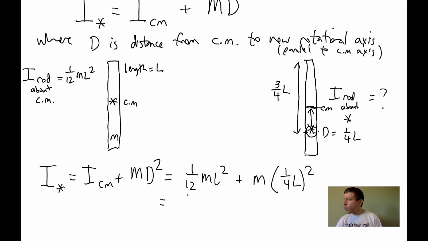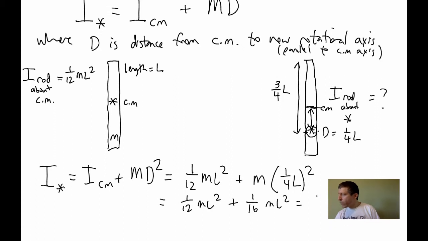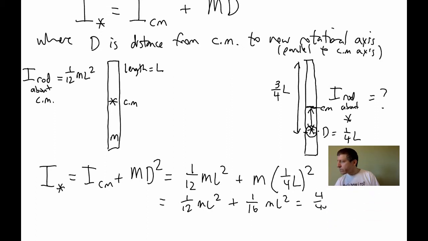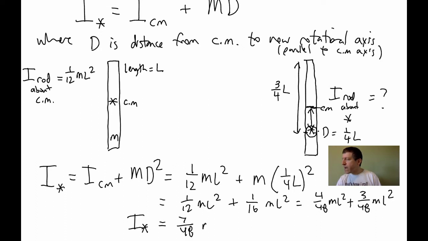When we do that, we get 1/12 ml squared plus, this will give us 1/16 ml squared. Common denominator is 48, so this is going to be 4/48 ml squared plus 3/48 ml squared, and that gives us 7/48. I about that star axis is equal to 7/48 ml squared, which in fact is greater than 1/12 ml squared by a lot.